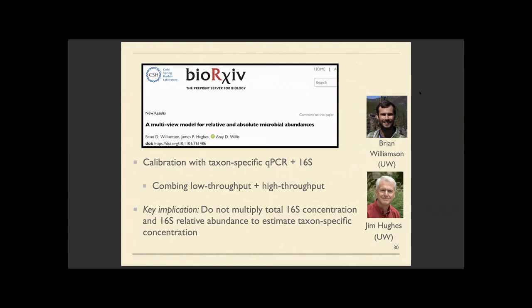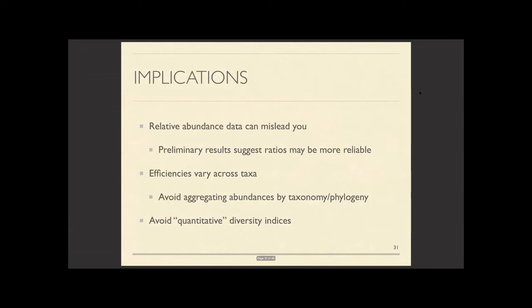Another idea that's been floating around a lot is that we can take total 16S qPCR concentration, bacterial concentration estimates, and multiply them by broad range 16S relative abundances to estimate taxon-specific concentrations. That model totally falls apart in the presence of efficiencies, which can vary significantly across taxonomic and phylogenetic breadths. So I really would love folks to move away from that paradigm as well.